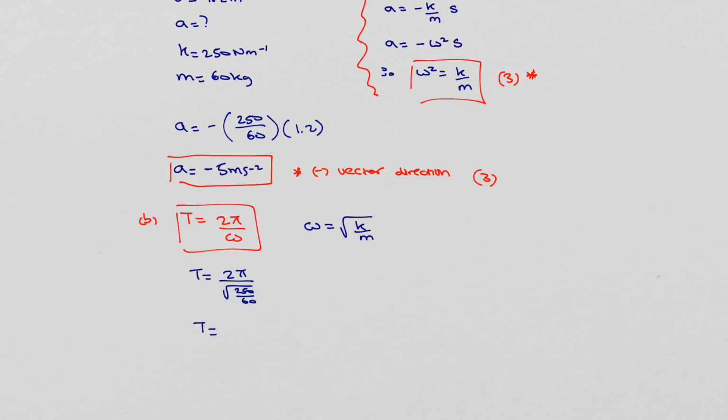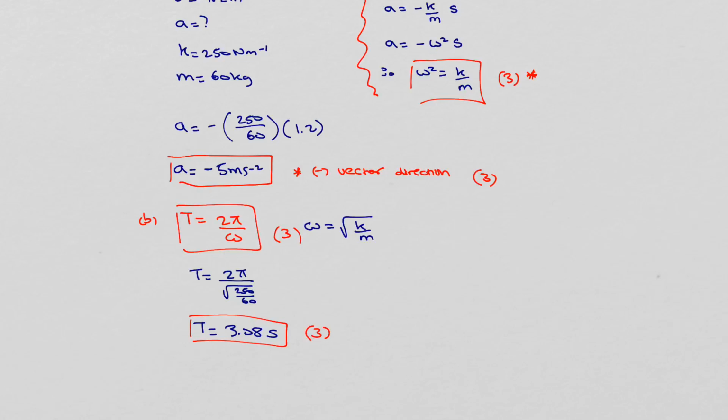So our period of oscillation is 2 pi over omega. Omega squared we know is k over m, so therefore omega is the square root of k over m. And k was 250 and m was 60 as above, okay? So therefore we have 2 pi divided by the square root of 250 over 60, which is 3.08 seconds, okay? And again, the breakdown of marks for that was 3 for our formula and 3 for the answer.